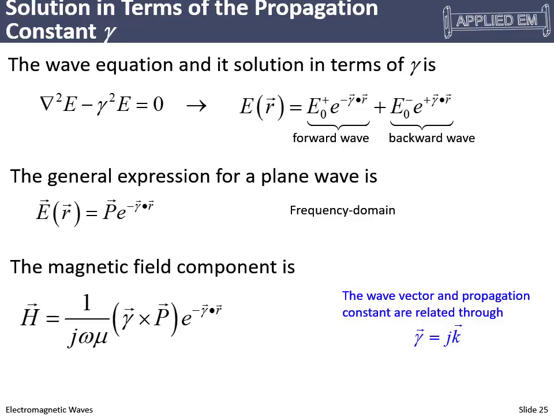Then the magnetic field, in terms of this complex propagation constant, derived the same way when we had K, ends up here. And so it turns out our gamma vector and K vector are related through this simple equation. It's just a J sitting here. So really not a big deal, and I'm giving you this more just so that when you're reading the literature you can see gamma and K.